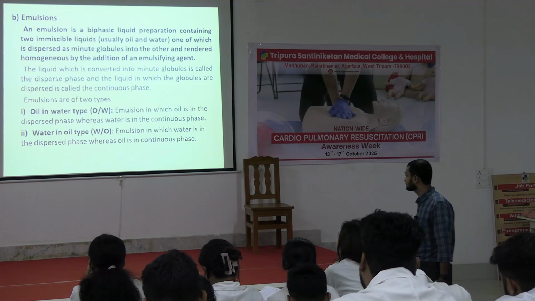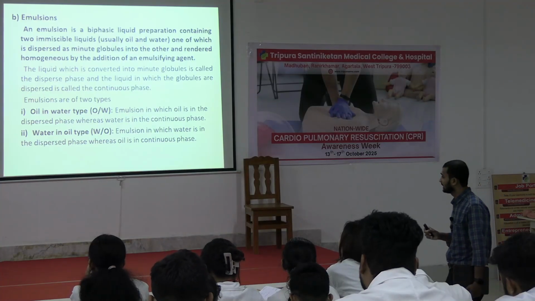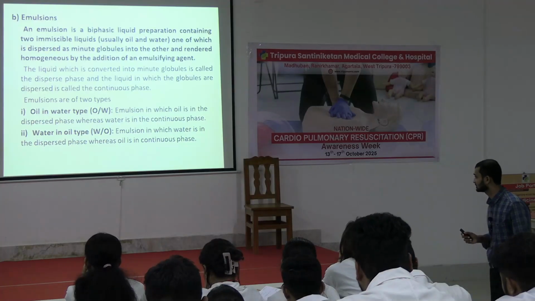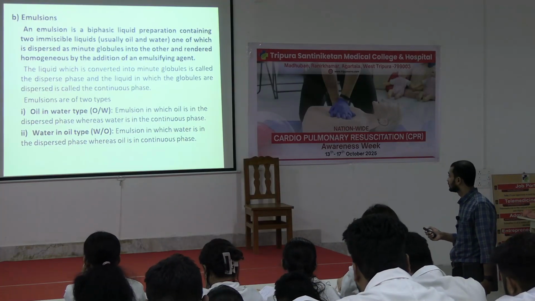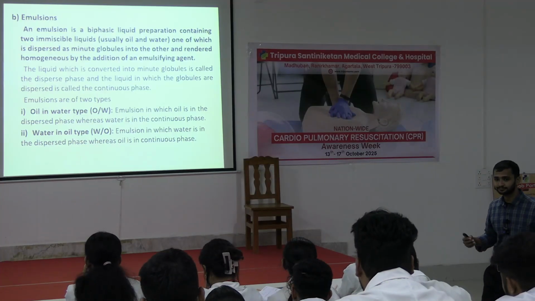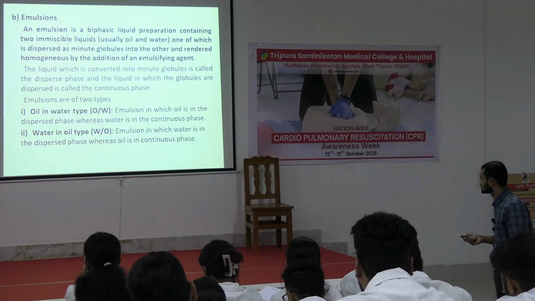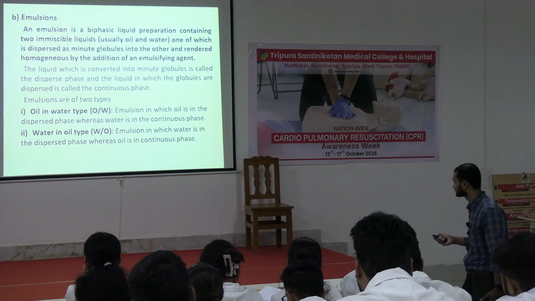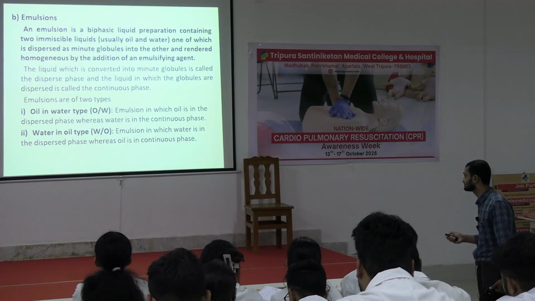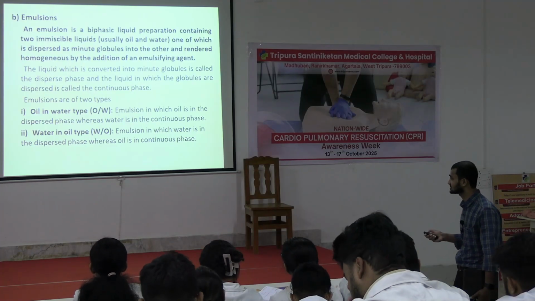The liquid which is converted into minute globules is called the dispersed phase. Okay, and the liquid in which the globules are dispersed is called the continuous phase. So what do you mean by two immiscible liquids? Liquids which cannot be mixed, such as oil and water. So here they are saying that there are two phases. One is the dispersed phase, where the liquid is converted into minute globules, and the liquid in which the globules are dispersed is known as the continuous phase.